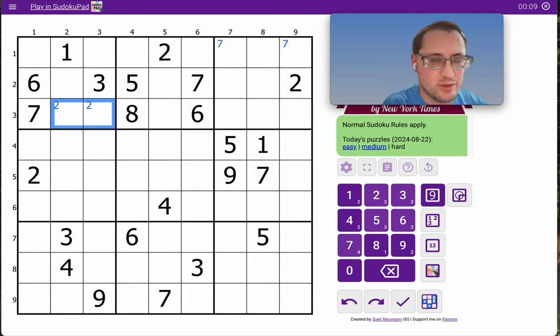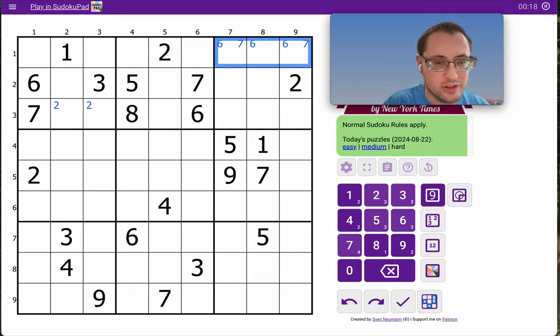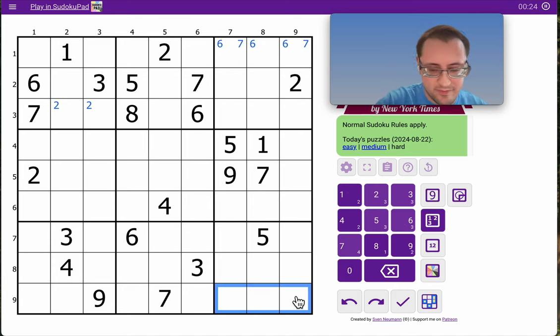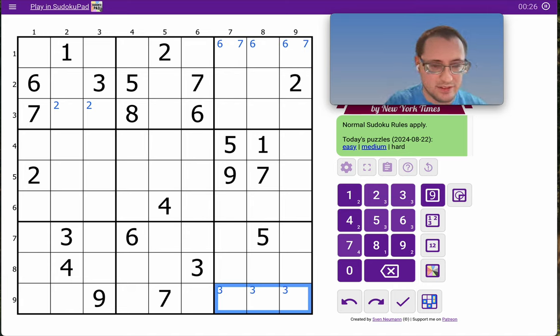I'm at a 2 and a 7 in the top rows, and I get a 6 as well. That's all I get. The middle rows, I have nothing at all. And the bottom ones, I'll get a 3. And that's all I get.